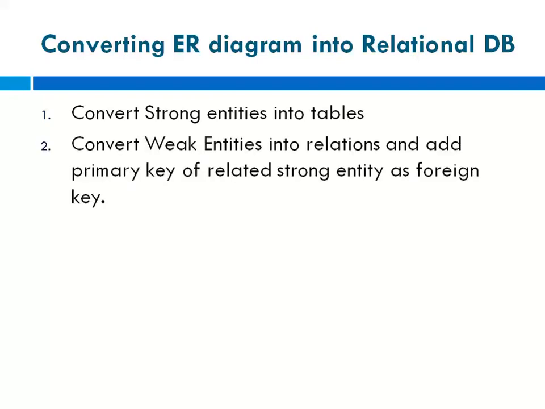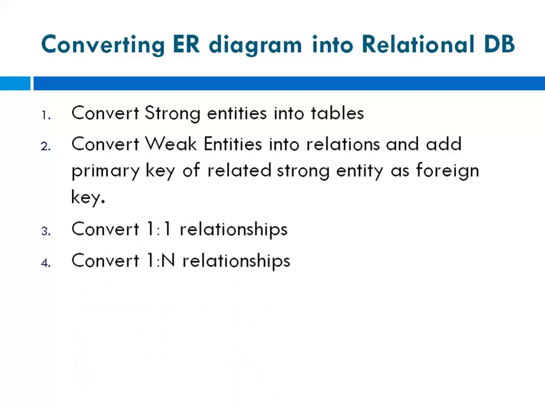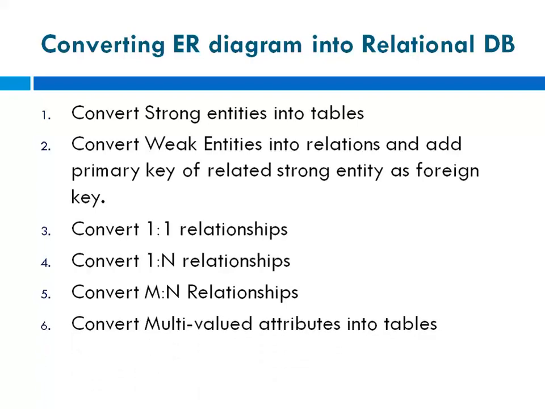Second step is convert weak entities into tables and add the primary key of related strong entity as foreign key into this new table. Third step is convert one-to-one relationships. Fourth step is convert one-to-many relationships. Fifth step is many-to-many relationships are converted here, and in sixth step you will convert multi-valued attributes into tables.